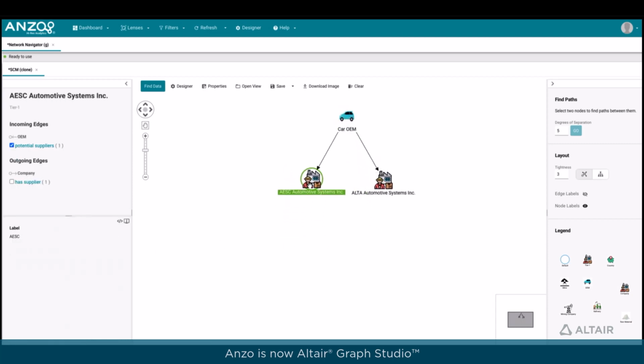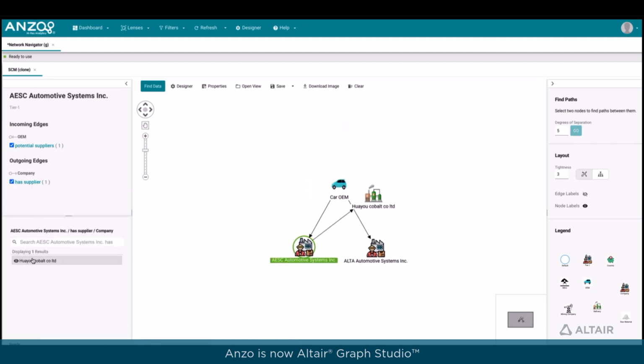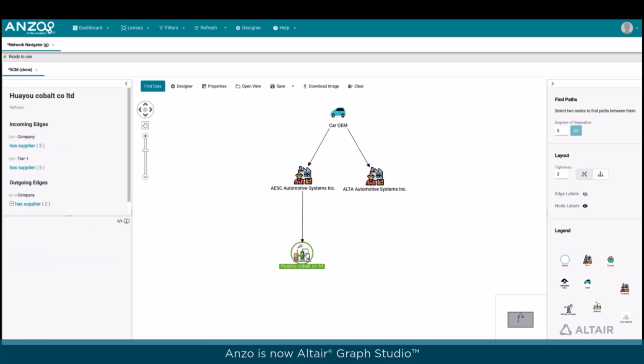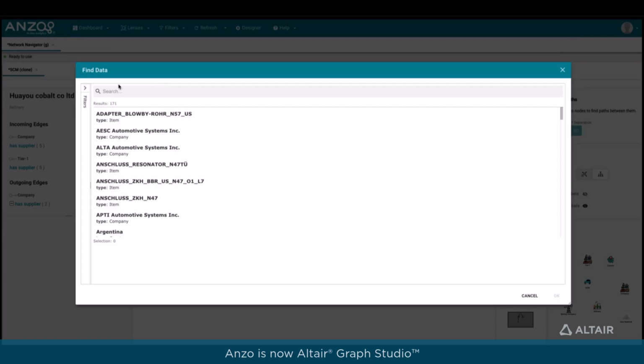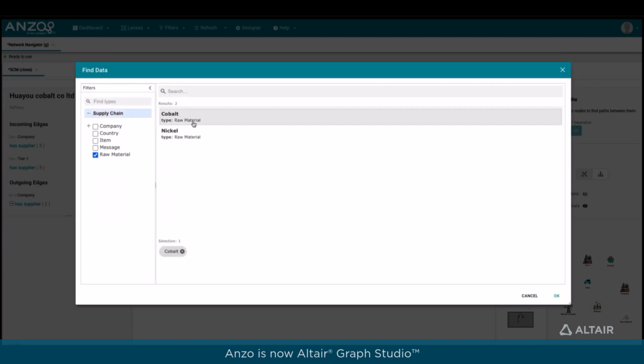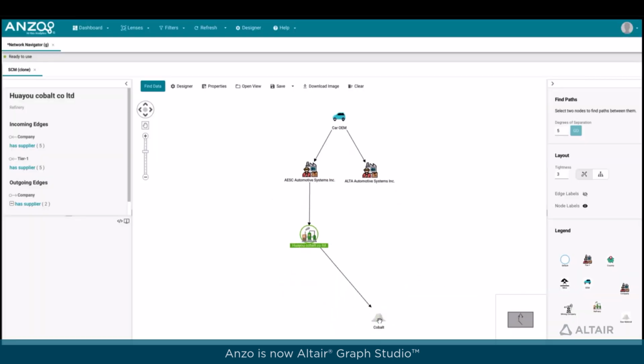We can continue to expand this network out, for example, to see downstream refineries. We may know that cobalt is a key raw mineral in car manufacturing and want to see if cobalt has a relationship with these refineries and suppliers. So we can add data from across the entire graph to the network visual. Here we can now see cobalt in the graph, which represents the ways that the car manufacturer is supplied cobalt through the supply chain already rendered in your view.